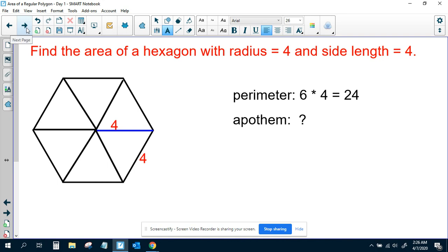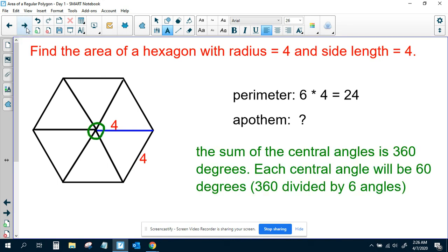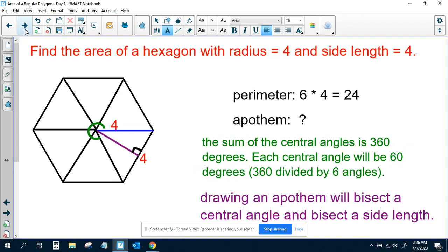Okay, not a lot, just a little bit. So we're going to think about it this way. The sum of the central angles. So the sum of those 6 central angles is 360. All the way around, a complete circle, 360. Well, one of those central angles, we're going to get 60 by doing 360 divided by the six central angles. So we get 60 for one of those central angles.